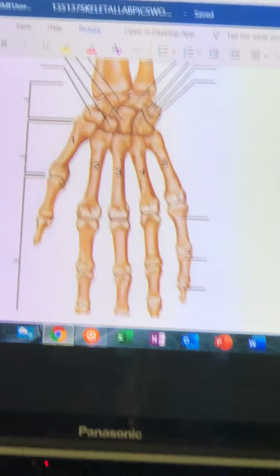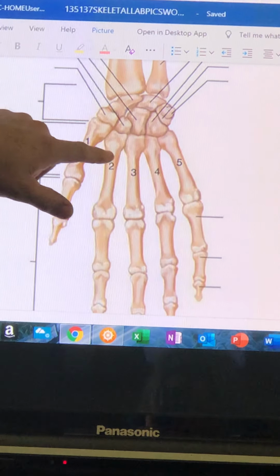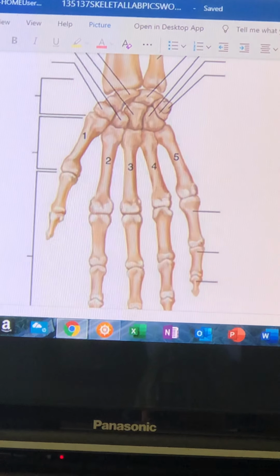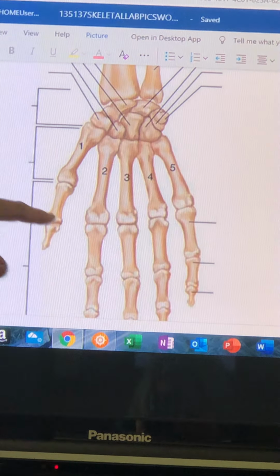Okay, here's your hand. These are carpals. This bracket is showing carpals, the wrist bones. I'm not asking you to name those individually. These are metacarpals. These are numbered starting with the thumb. This is the first, second, third, fourth, and fifth digit. But these are metacarpals. And then these are phalanges.